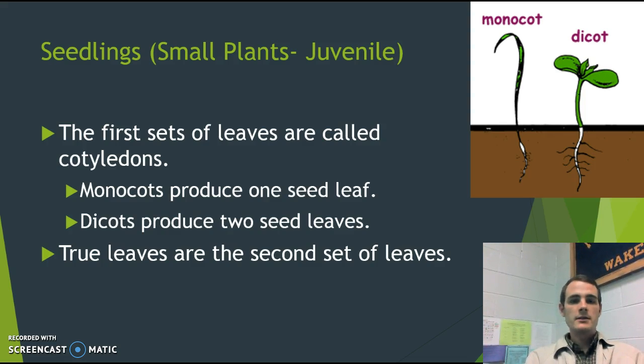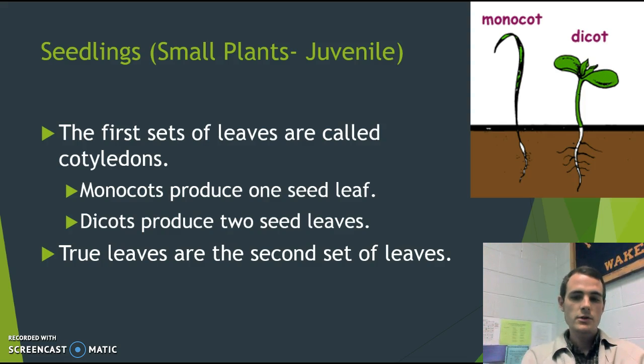So seedlings, small plants, are called juvenile. The first set of leaves are called cotyledons. As you notice in the top left right here, you have a monocot. Mono meaning one, you have one cotyledon. Di meaning two, in a dicot you have 2 cotyledons. These cotyledons are not the first true leaves. They're just a seed leaf that helps the plant get started with photosynthesis.